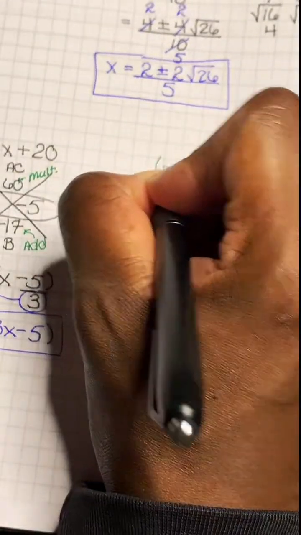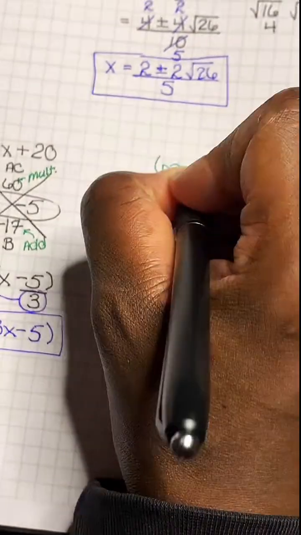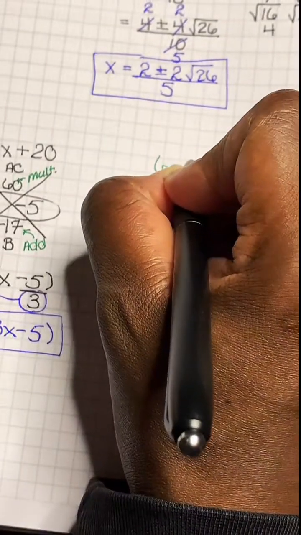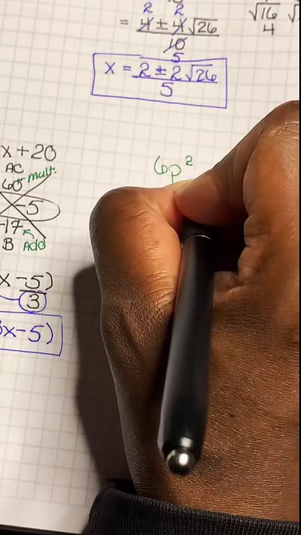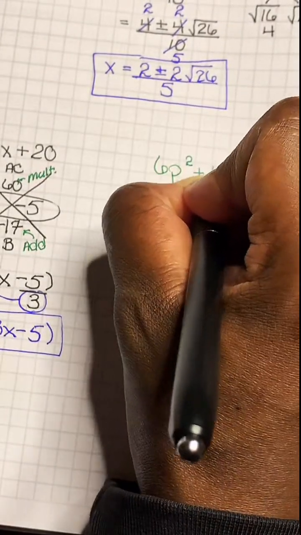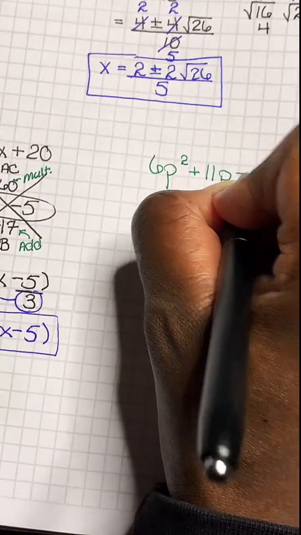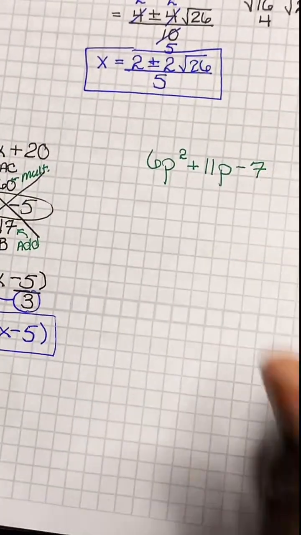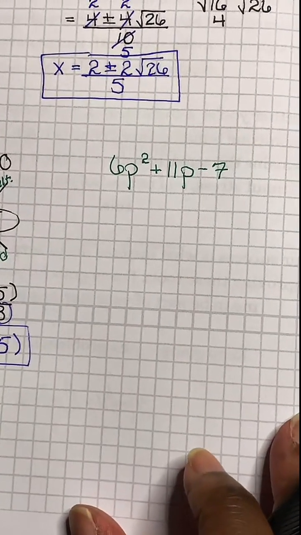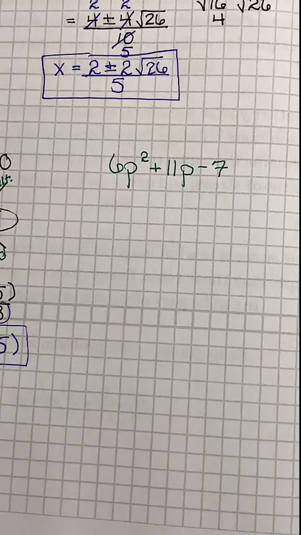All right, so let's try this. Let's see if we got 6p squared plus 11p minus 7. Okay, so 6p squared plus 11p minus 7.